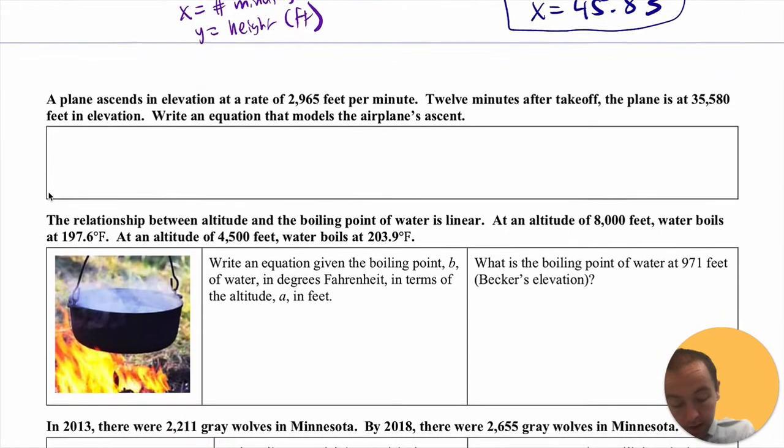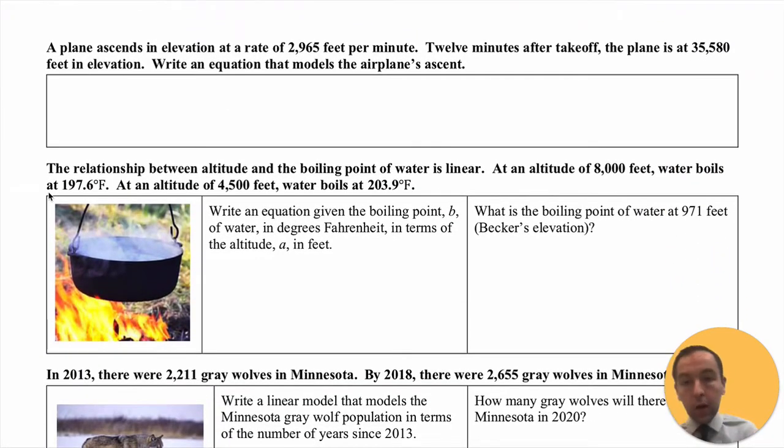And then here is something somewhat similar because it's still involving an airplane. We have a plane ascending this time in elevation at a rate of 2,965 feet every minute. We also know that 12 minutes after takeoff, the plane is at 35,580 feet in elevation. We're asked to write an equation that models the airplane's ascent. Because we know this rate, we definitely know the slope is going to be that. But we don't know the y-intercept, because this height was not when the time was 0. It happened to be 12 minutes into takeoff.